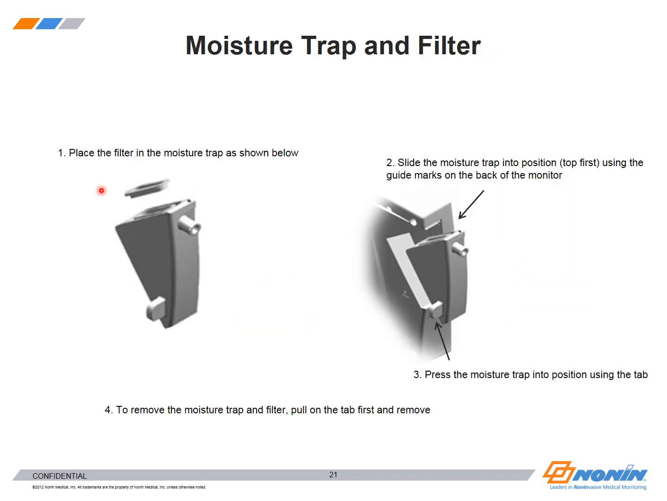Here's a closer look. There's a water trap, or a filter, excuse me, that goes on top of the water trap. This can deteriorate over time, and you'll start to see occlusion alarms for it. So if you see that, change out the filter, and it should make that go away. Also, if this is not seated in here correctly, you'll start to see occlusion alarms ringing as well.